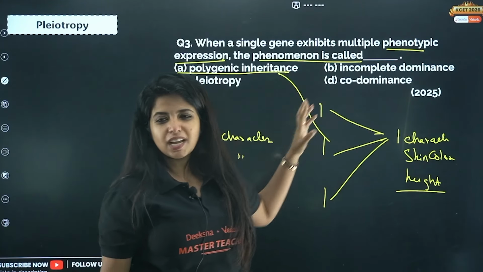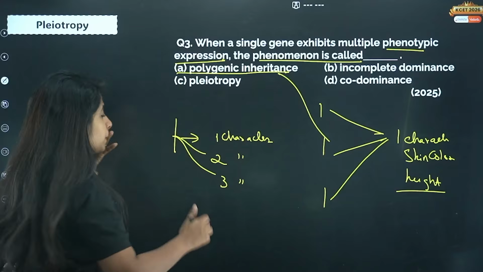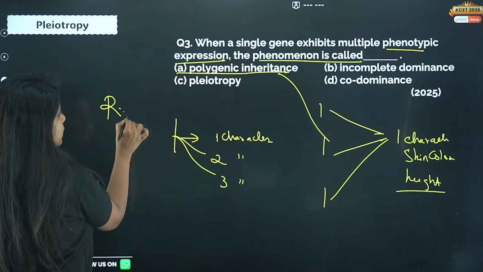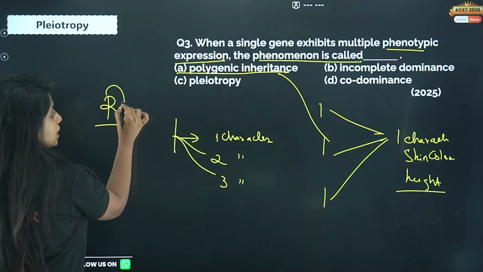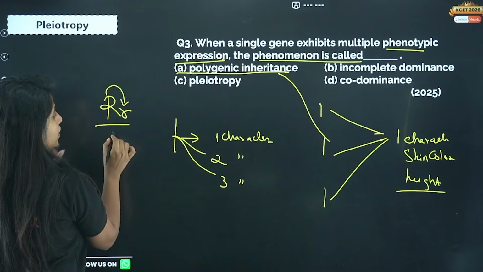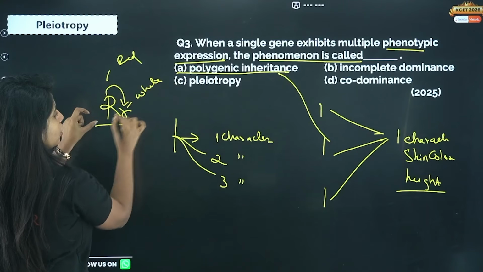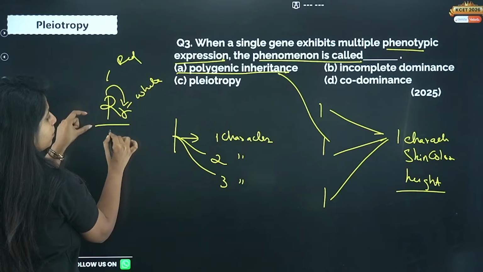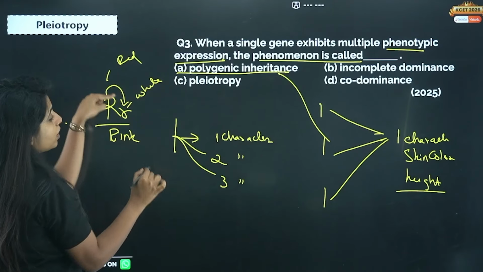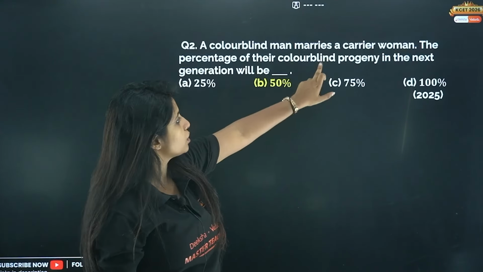Incomplete dominance, that has nothing to do with incomplete dominance. Incomplete dominance means, for example, I have capital R, small r in Snapdragon. Capital R is not completely dominant over small r. So capital R is for red, small r is for white. But here, if at all there is a genotype like this, it will be pink in color. Why? Because it is not completely dominant. So this is not the case for that.